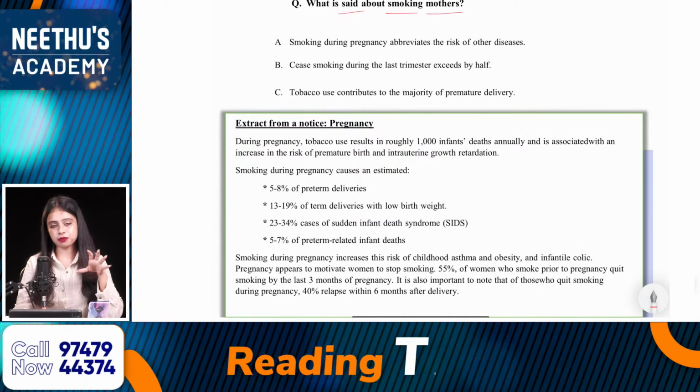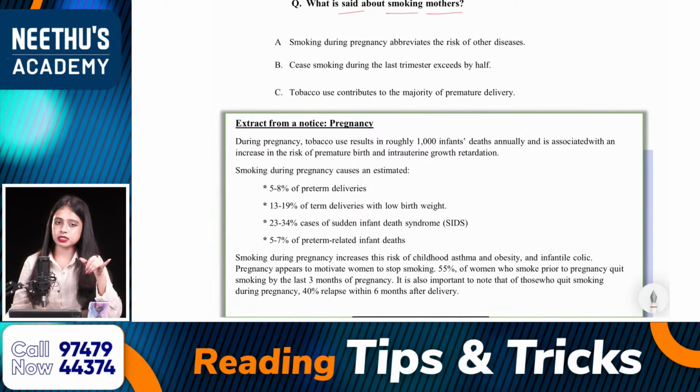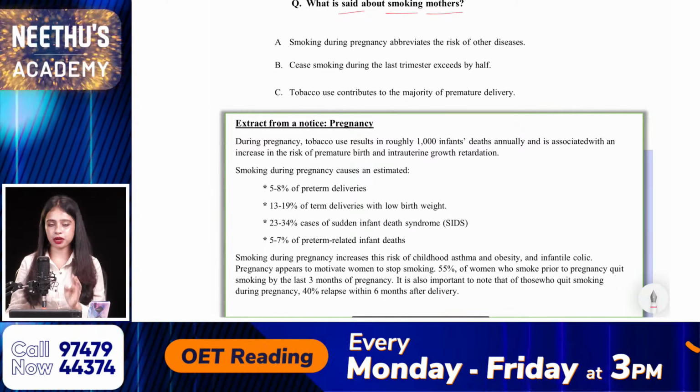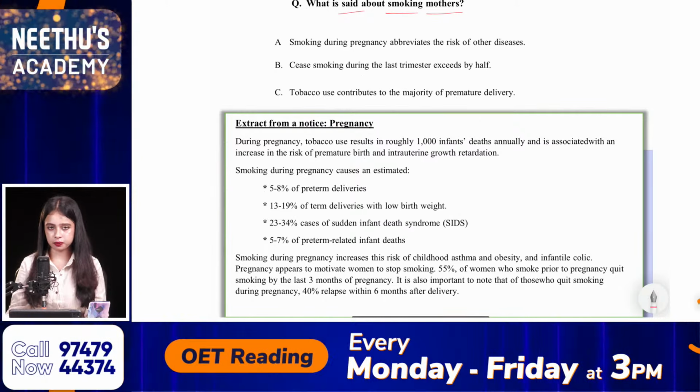When you read a question from part B, the first step is to read the question. The second step, which is a very important one, is underlining the keywords. These keywords will help you to find your answer. Let's see how. Said, smoking, mothers. Then I'm going to read the paragraph first, because I just want to know what is said about smoking mothers in this paragraph.